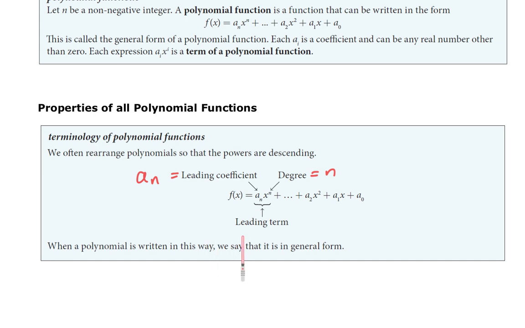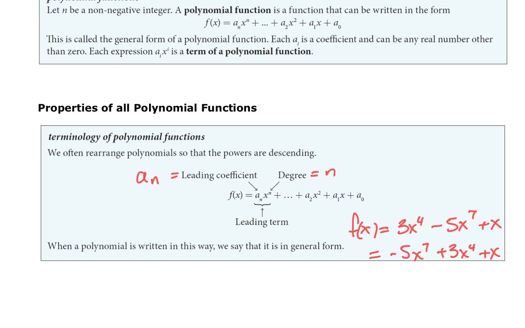When the polynomial is written in this form, we say it's in the general form. And the thing about polynomials is that they need to be in descending order to be in general form. And what I mean by that is that I need to have the highest power first leading down to any constant. So as an example, if I say f of x is equal to 3x to the 4th minus 5x to the 7th plus x, this is not in general form. General form is negative 5x to the 7th plus 3x to the 4th plus x.